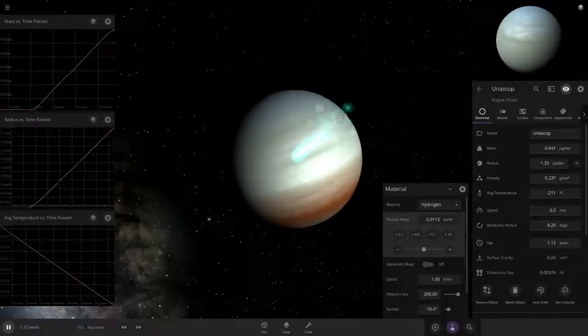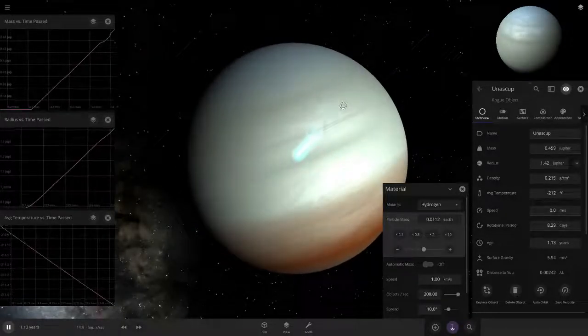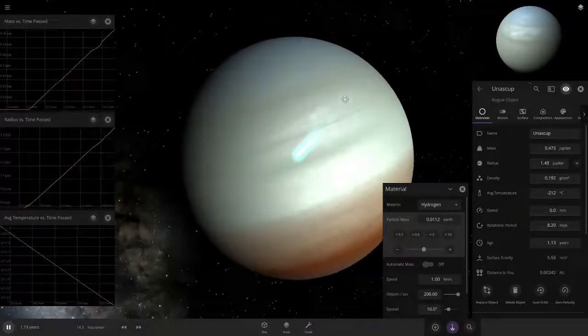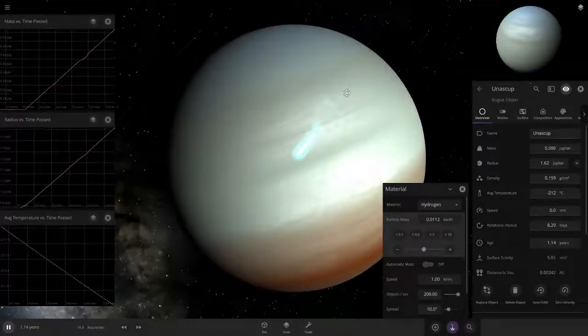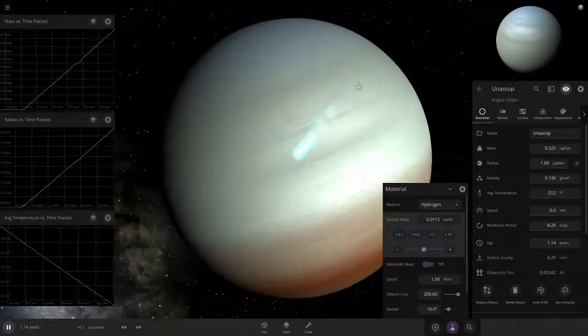Probably because, A, we're probably throwing way too much mass at this thing, but if the density is way too little, it will not form a star. And that is actually a problem.